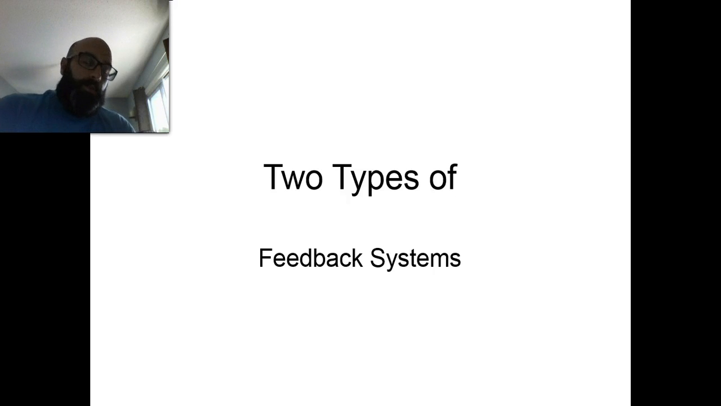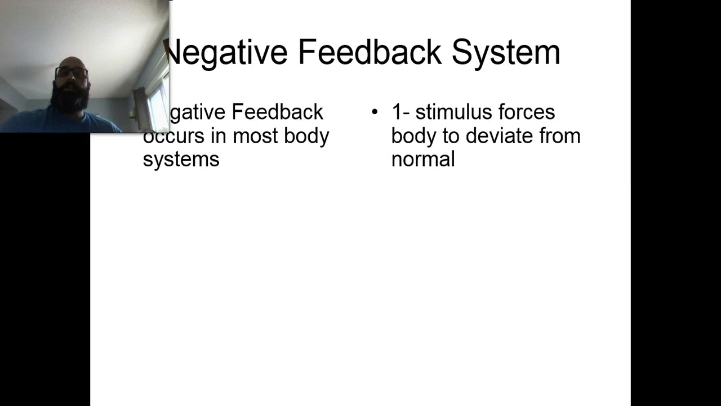Okay, so those were the three main components, and there's more specific details within each one. One of the big types of feedback systems or feedback loops or homeostatic regulation systems is what's called a negative feedback system. These occur most frequently in the body, and most of the time are occurring at the subconscious level, meaning you have no idea your body's reacting to the stimulus. But here's how it works. Keep in mind that a stimulus is some kind of change, internal or external, that causes the body to deviate from its normal homeostasis or normal situation.